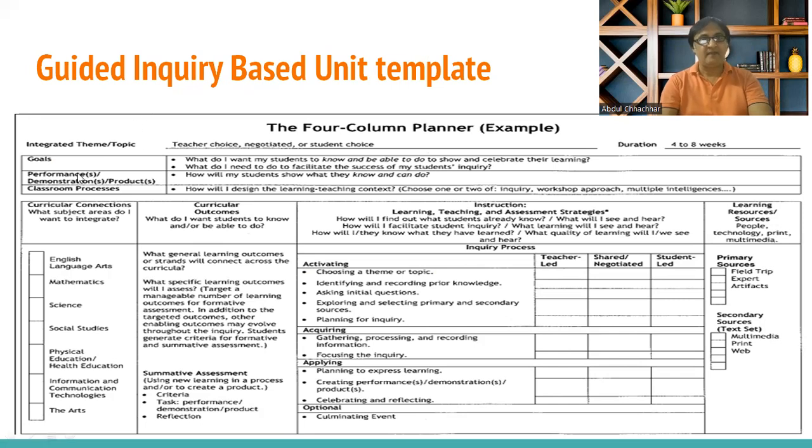Integration, learning objectives, classroom performance demonstrate. Here are which subjects, curricular activities, and here you can go for the Bloom's taxonomy assessment part. It's a formative assessment. What is formative assessment? What type? Here: activating, acquiring, applying, optional. These are the learning and teaching assessment strategies. What type of questions, what sources you are going to use, and highlight these sources. This is, I think, an educational template which I found suitable.